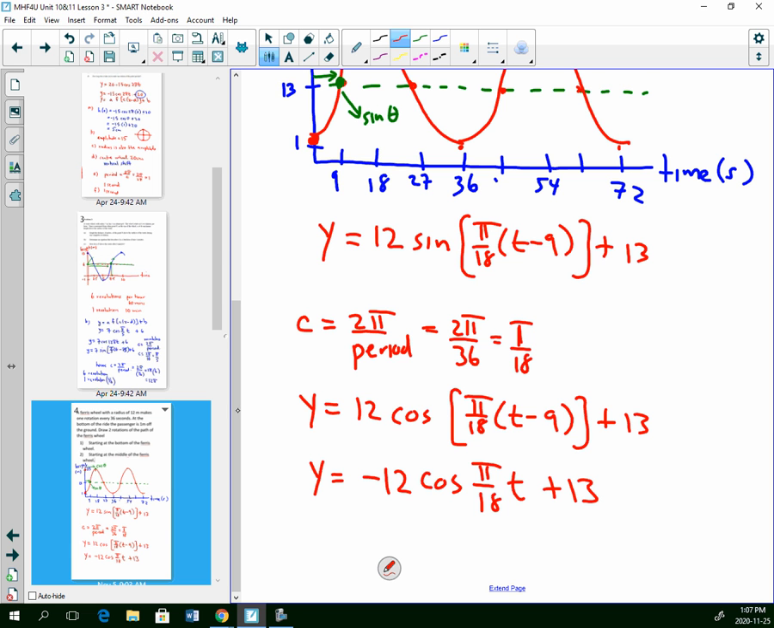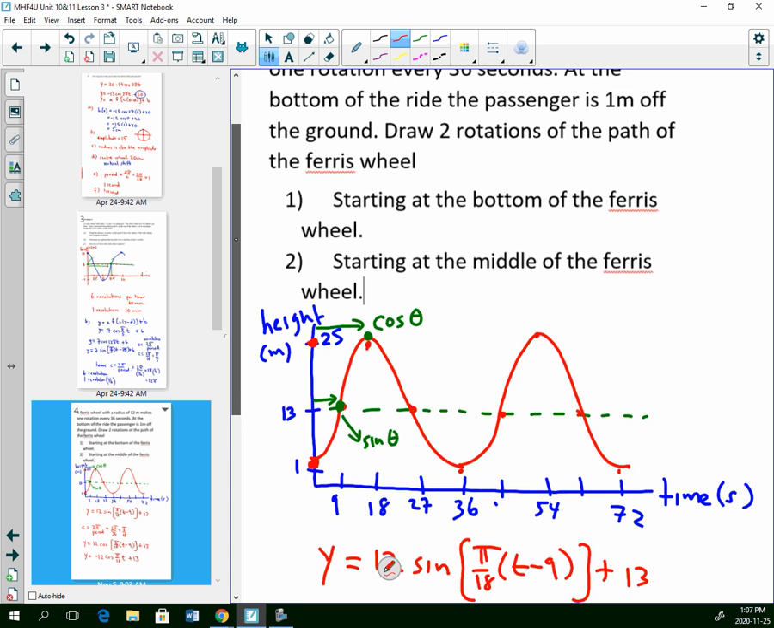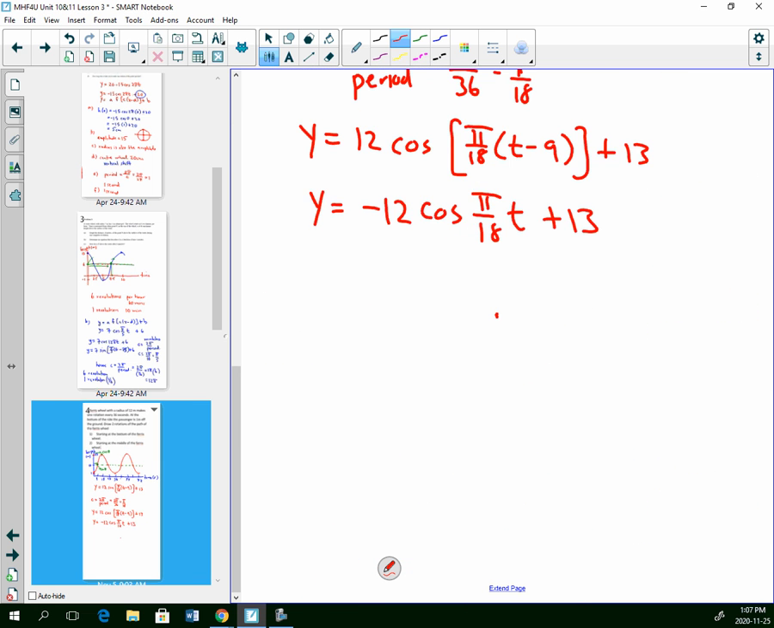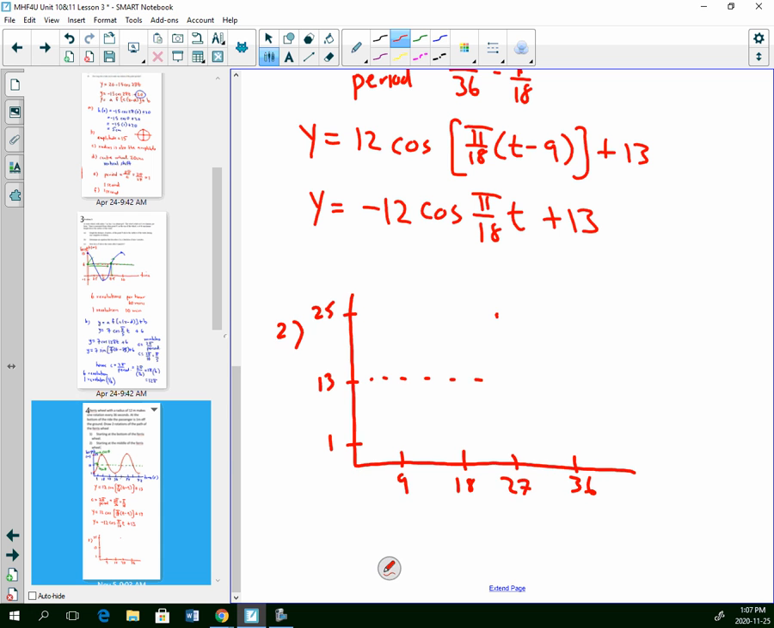Okay. The second part says, what if we started the graph at the middle of the Ferris wheel? So I've got the same 3 numbers, 1, 13, and 25. I'll just do 1 cycle, so 36. And here's the middle. And then we're just going to start it at the middle of the graph. So middle, top, middle, bottom, middle. There's 1 cycle.